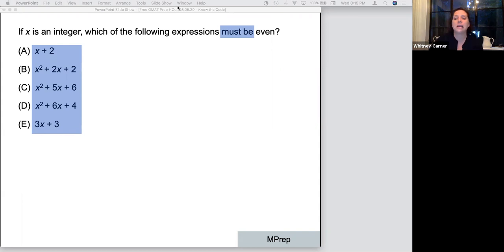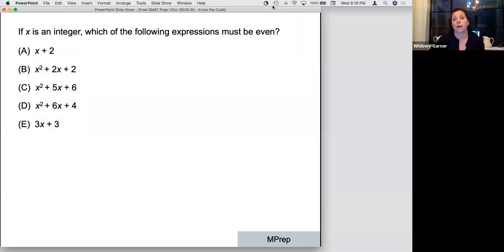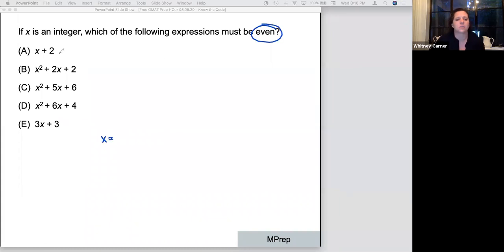And what that screams for me is that if we do this problem and don't get it right, what I would have wanted to do is plug in. So maybe I choose, which of the following expressions must be even. Maybe I'll just pick what happens when X is 1. So answer choice A would be 3. 1 plus 2 plus 2 is 5. 1 plus 5 plus 6 is 12. 1 plus 6 plus 4 is 11. 3 plus 3 is 6.